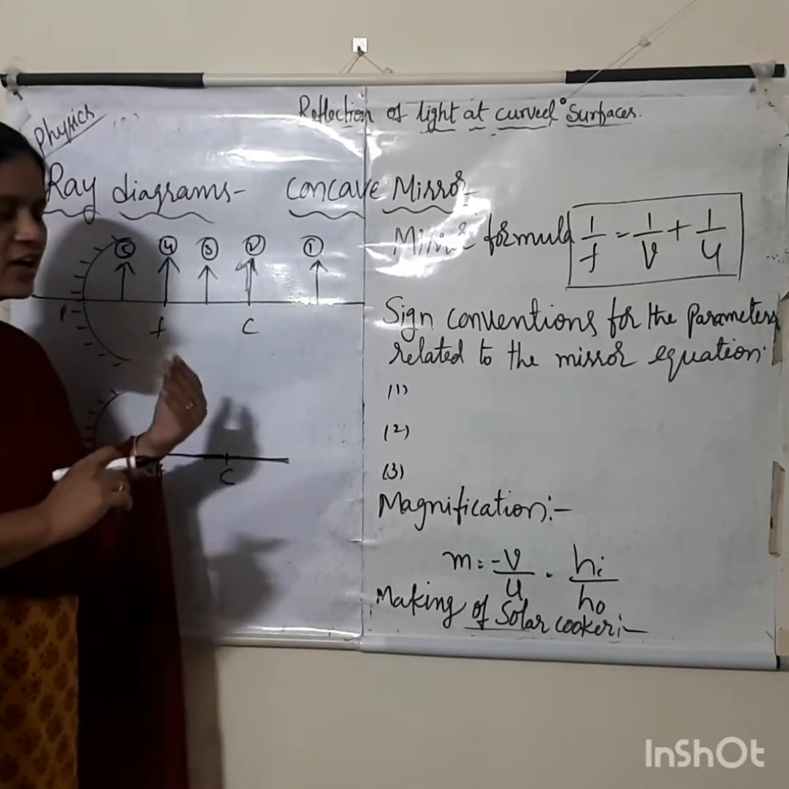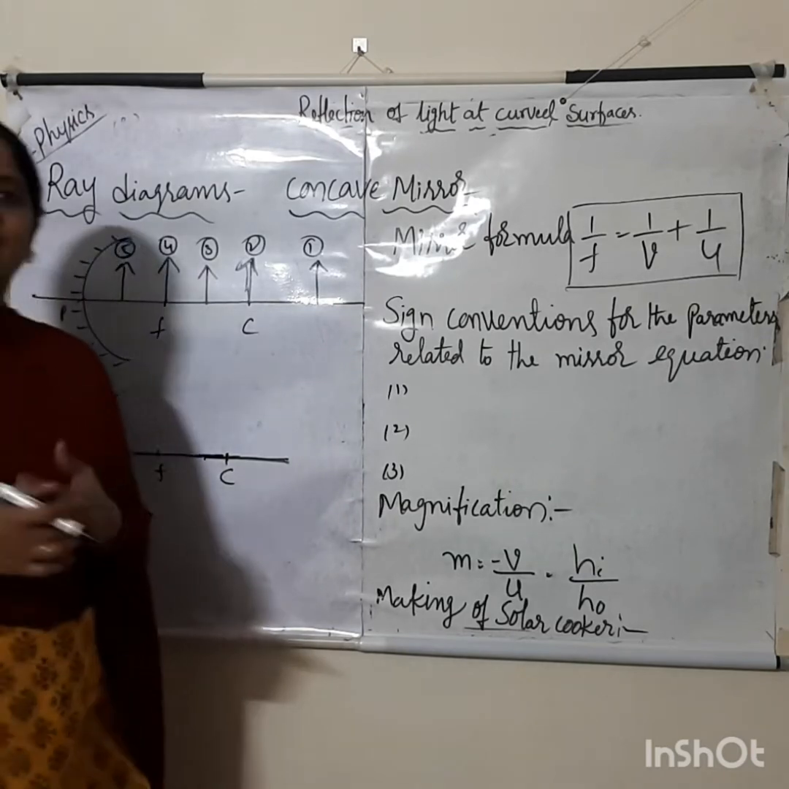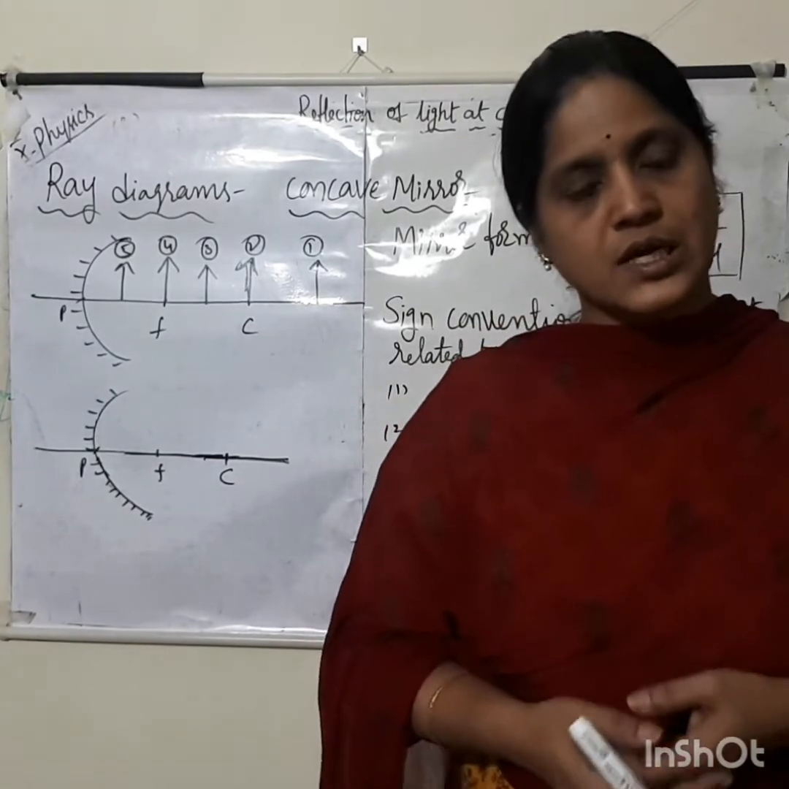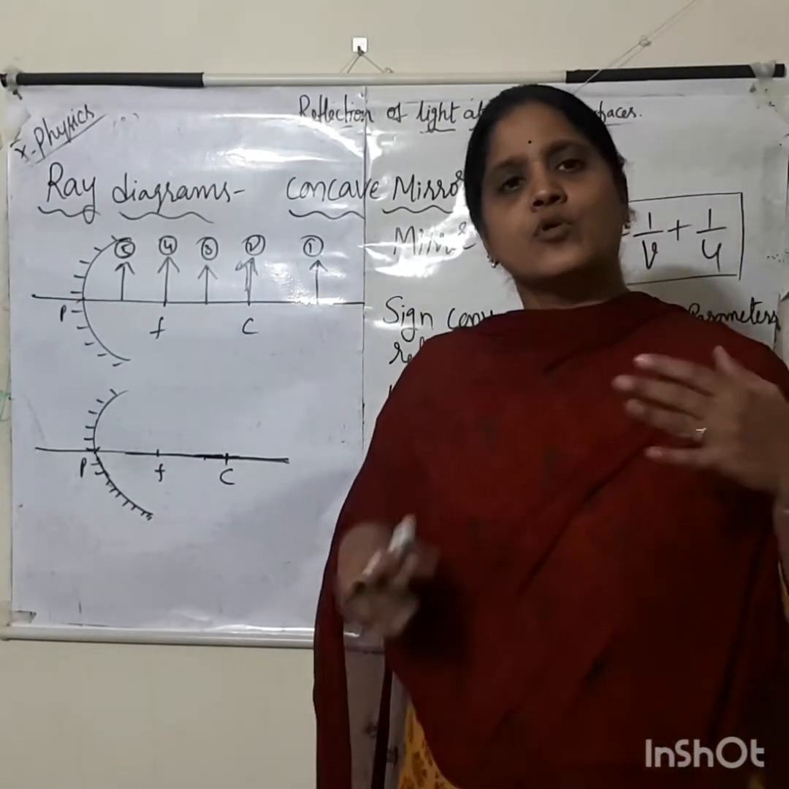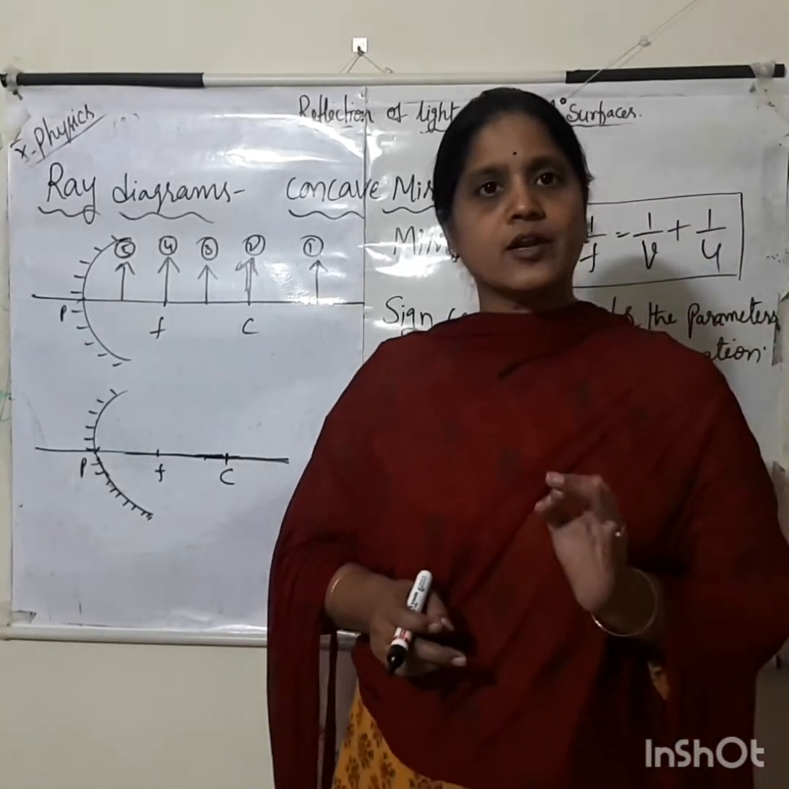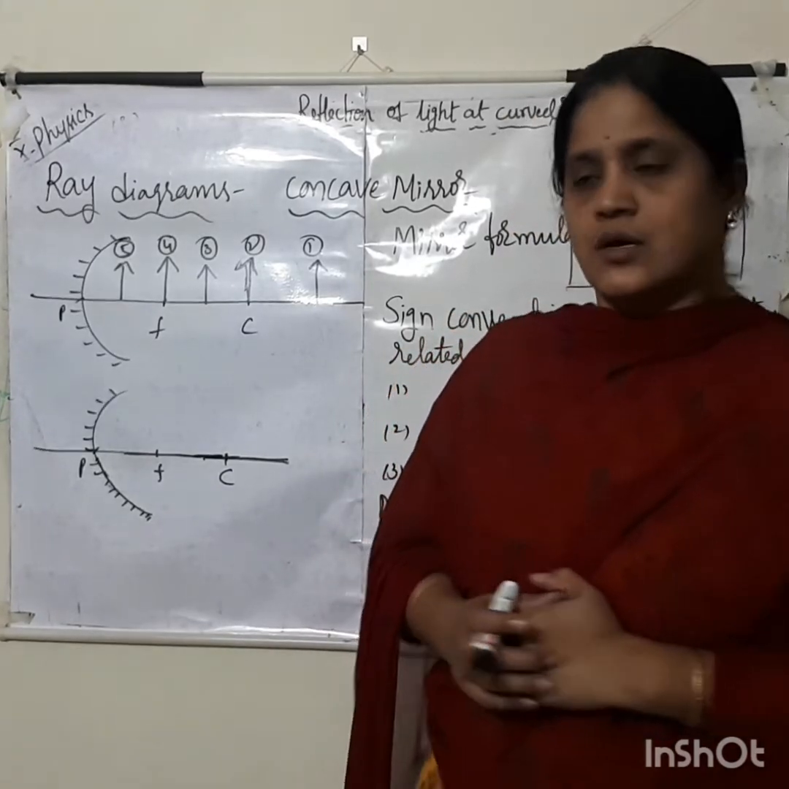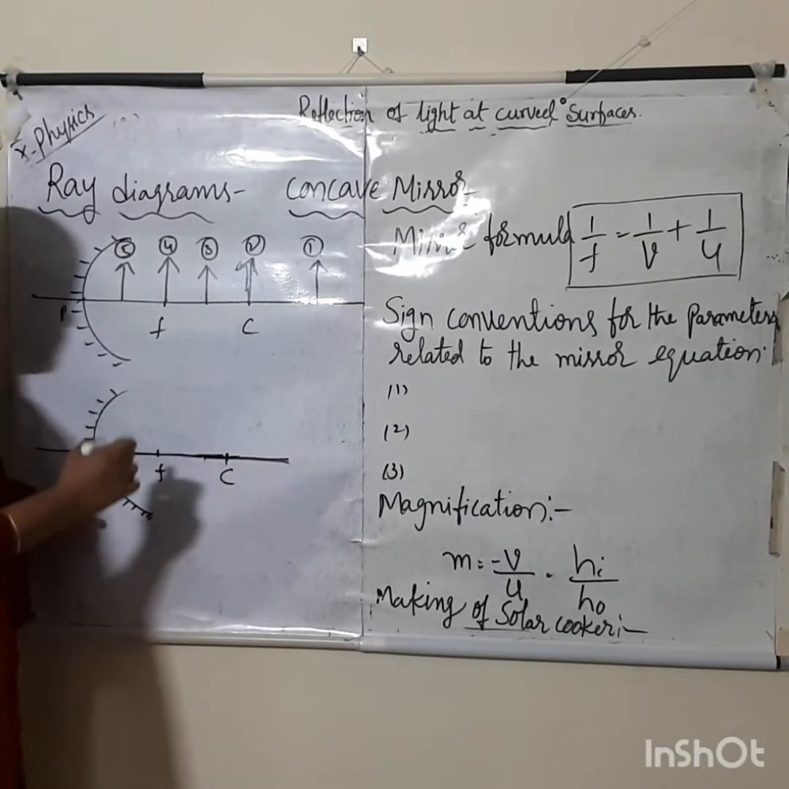In these 5 conditions, when you place an object in front of the concave mirror, you will get different types of images. Sometimes you may get real and sometimes virtual. But by using the concave mirror, mostly we will get real images. Only at one condition we'll get the virtual image. That is when you place an object, just one example I'm explaining.